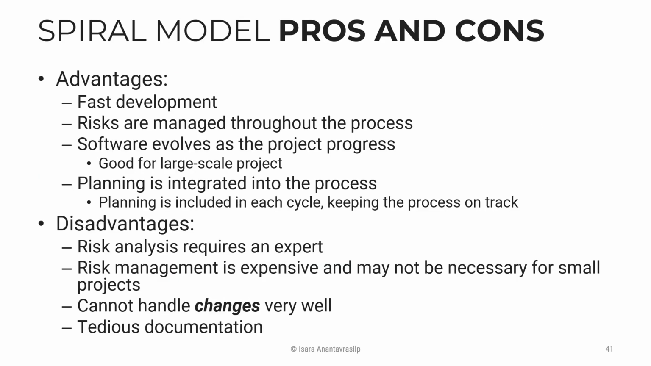Now you know what a prototype is. Prototyping is one of the most important steps in the spiral model. So let's discuss the pros and cons of the spiral model. Let's just start with the advantages first. It is fast development. Risks are managed throughout the process. You can just start with smaller iterations, and then larger and larger as the software starts working. You have working software since the first iteration, and you add something in, you add something in, you add something in.